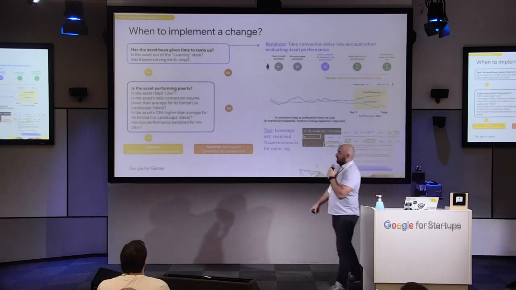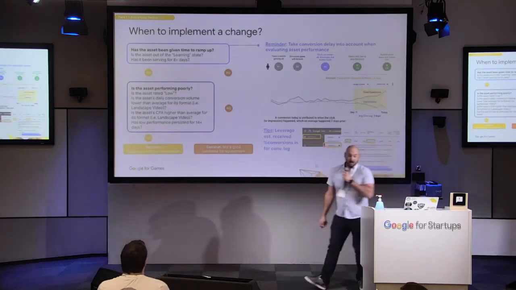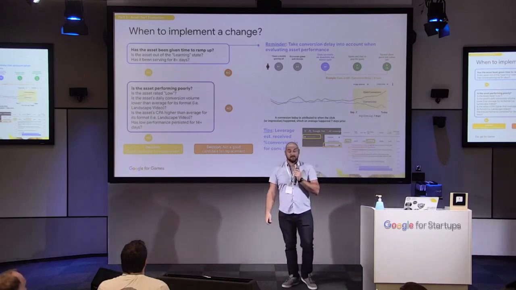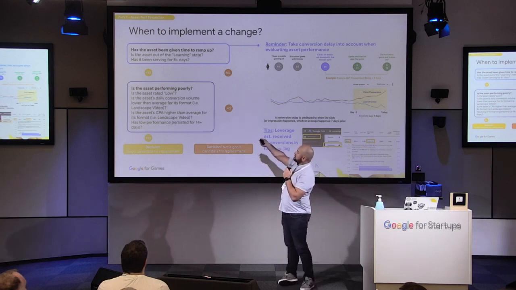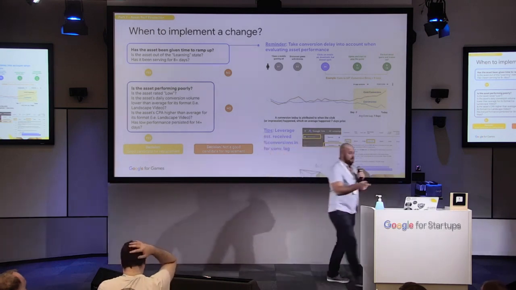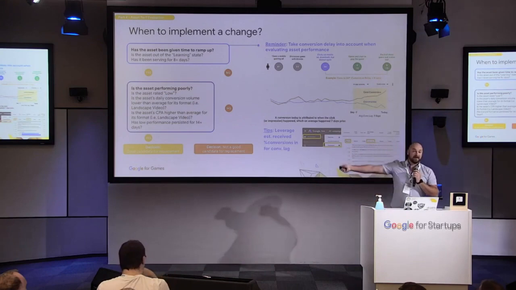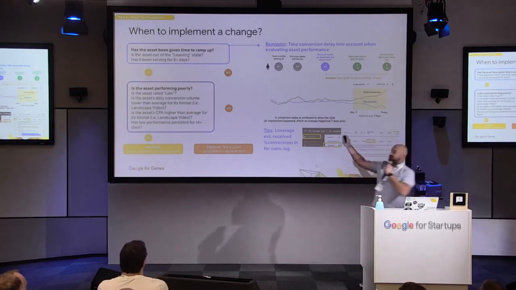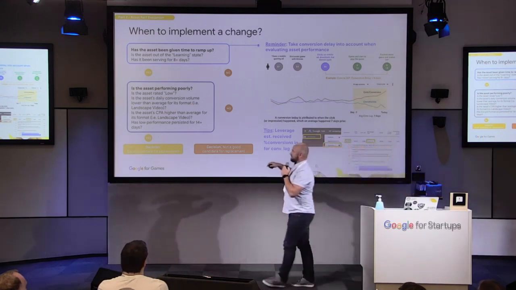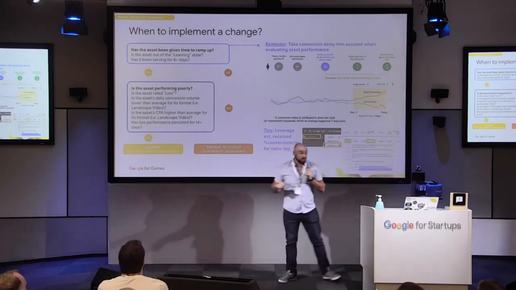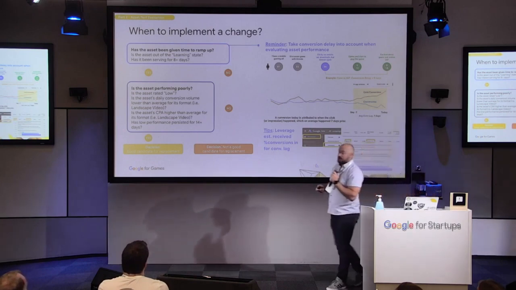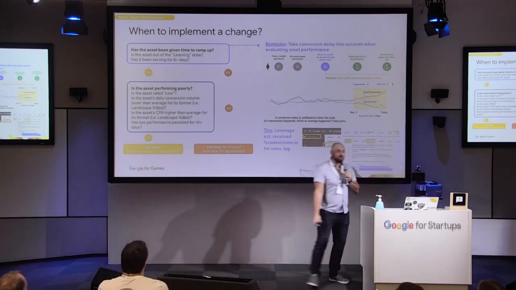So, a quick logic flow in terms of when to implement a change. Kind of detailed, but essentially, has the asset been given time to ramp up? Right? Is it out of learning state and has it been serving for 8+ days? If it's not, then it's probably not a good candidate for replacement. If it has, is the asset performing poorly? Here are some little things that you can check. Is it rated low? Is the asset CPA higher than the average for its format, for example? And what's the performance for 14+ days? If all of those or some of those are true, then yeah, that's probably a good candidate for replacement itself.